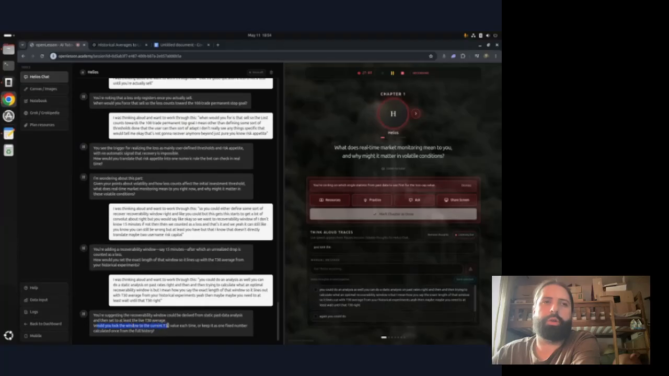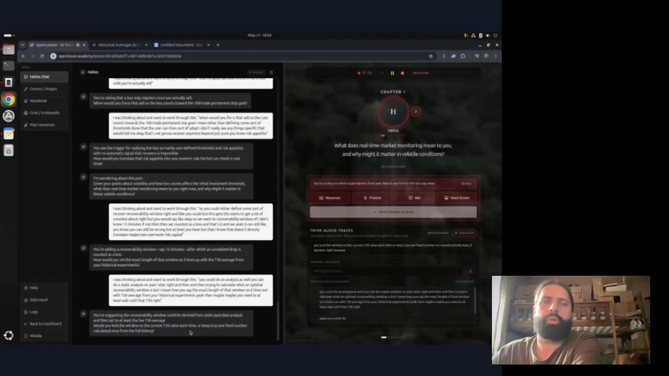Would you lock the window to the current T30 value each time or keep it as one fixed number? No, I would actually keep it dynamic, right? Because you want the bot to be more aware of the current sort of experience that it's had.